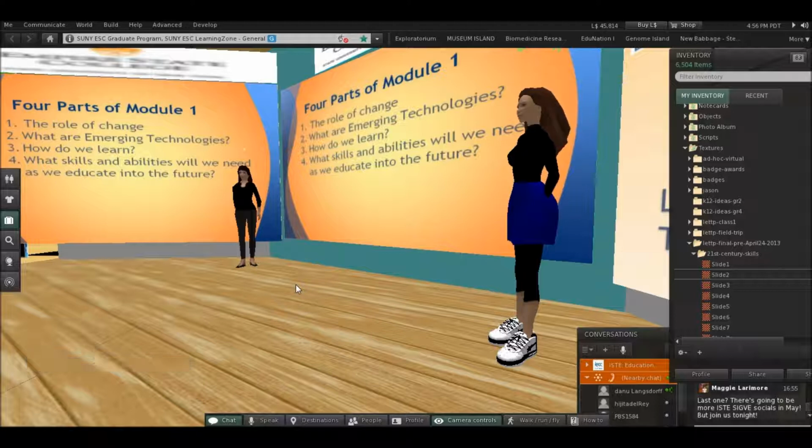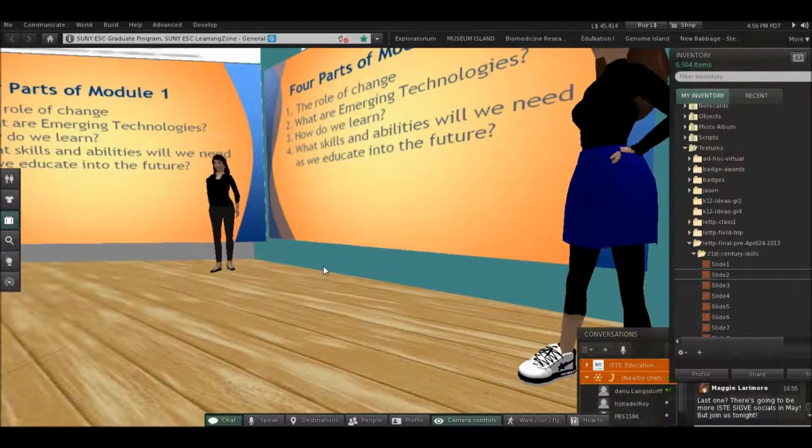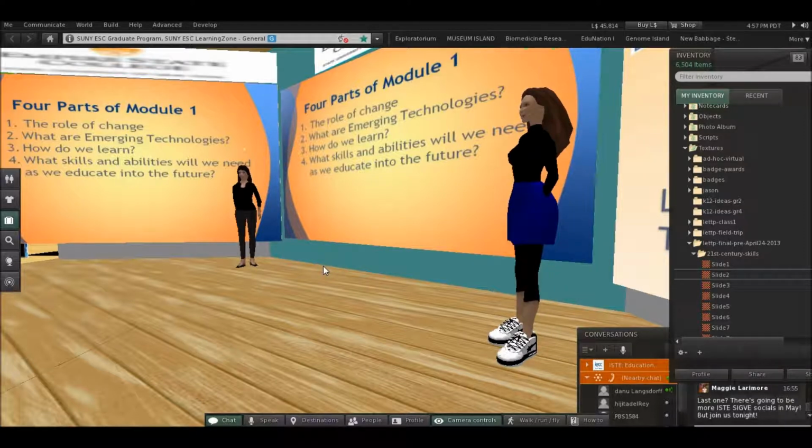What we learned in our initial section of this course was what emerging technologies are. I found that I had some ideas about emerging technologies that weren't necessarily all related to the internet. I think there are a lot of things that I use every day as an educator that are new technologies. So I think that it's actually much broader than just the internet, although that's been the thing that's had the biggest impact.